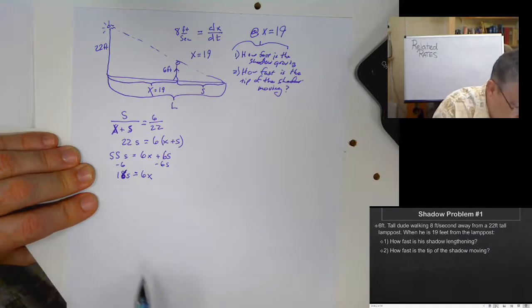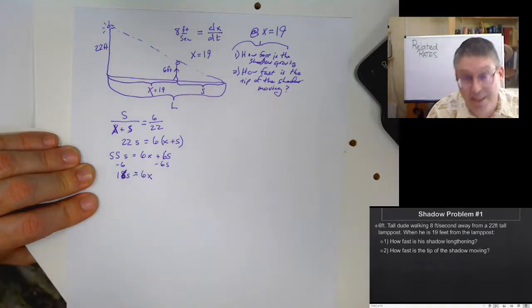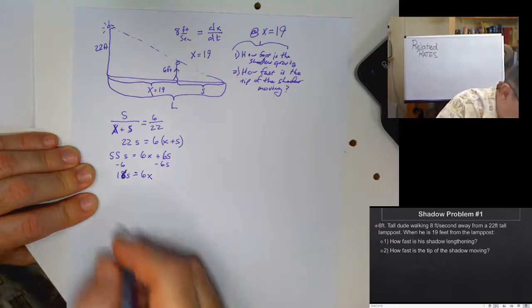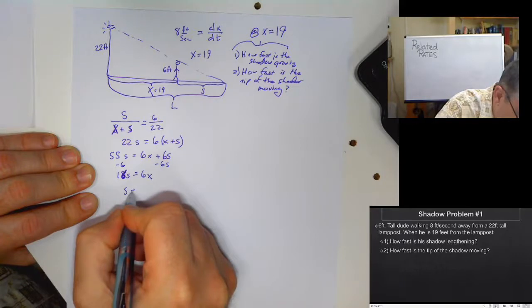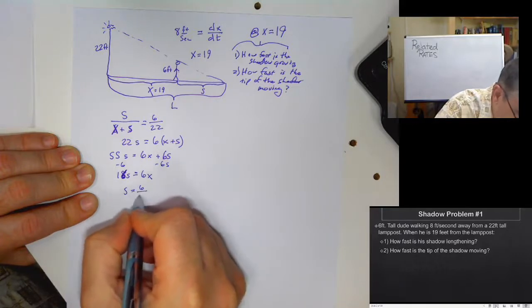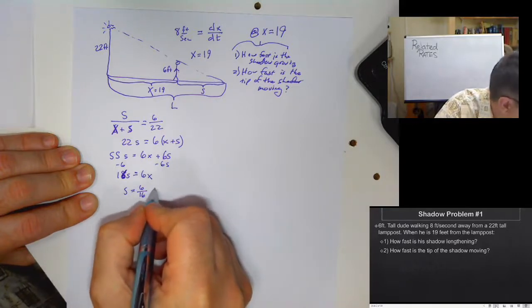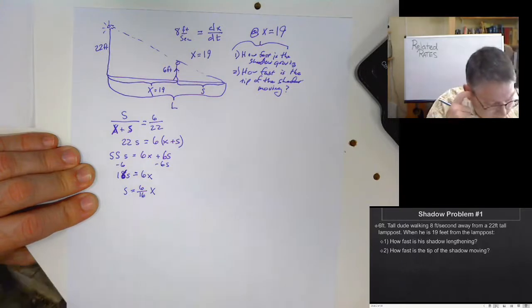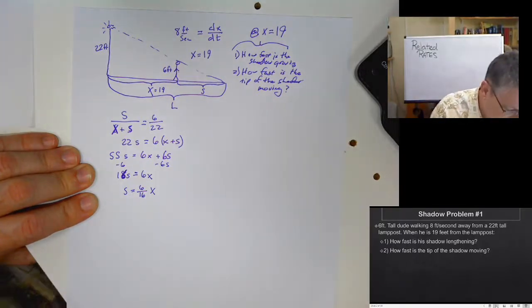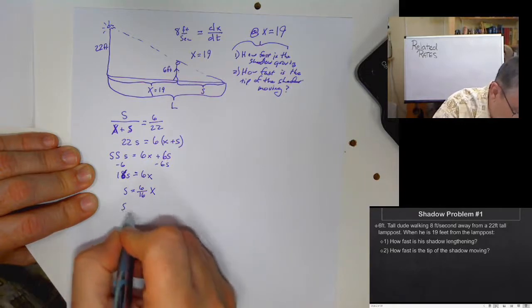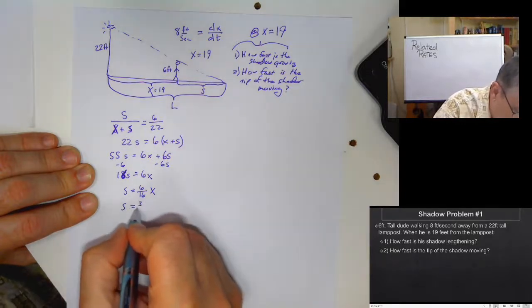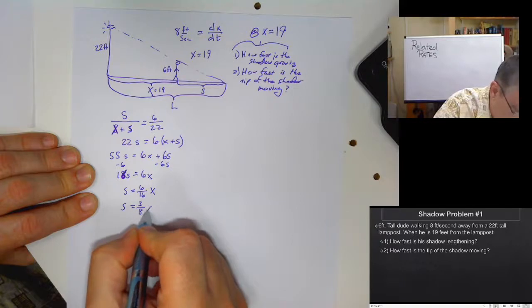All right, so now what we're trying to do is get s by itself. We want to get s by itself, and then we're going to do the derivative, right? So now we're going to have s equals 6 over 16x. And if you want to reduce that fraction, you certainly can. S equals 3 over 8x.